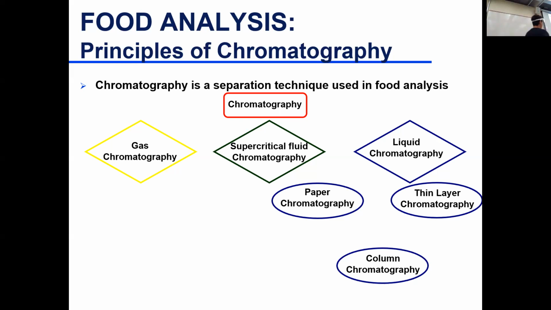You have type of separation. So we have planar for paper chromatography and thin layer chromatography, and then we have column. We have a column and the phase is in the column instead of on the plane, instead of on a paper or on a glass sheet or aluminum sheet.